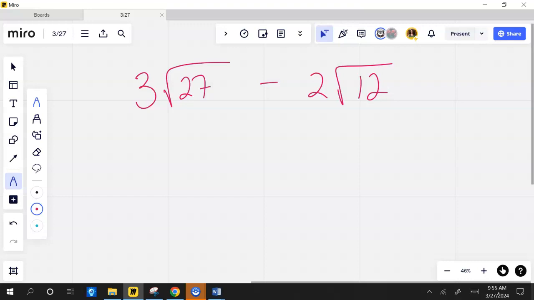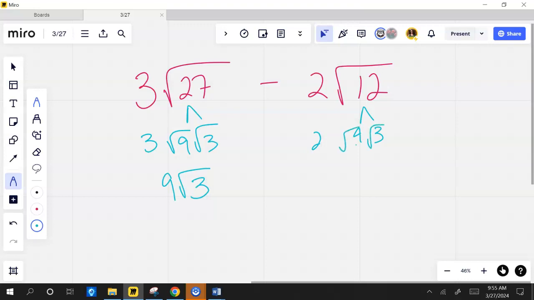All right, everybody got a calculator now? Break the 27 down. What and what? 9 and 3, so I got 3 times the square root of 9 times the square root of 3. Square root of 9 is what? It's 3, so I got 3 times 3, which is 9 times the square root of 3. How did the other one break down? 4 and 3. Remember, I'm multiplying by 2 here. So I get 2 times 2, which is 4 times the square root of 3.